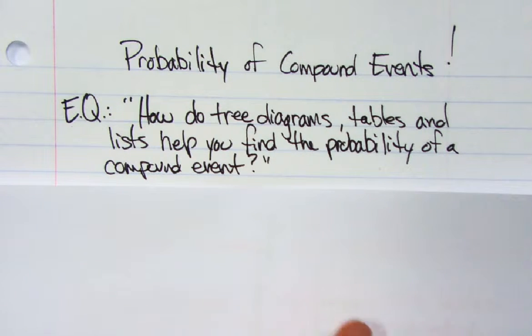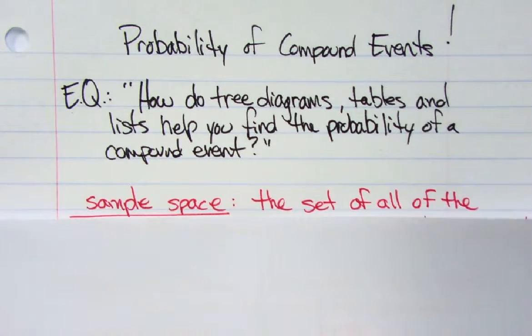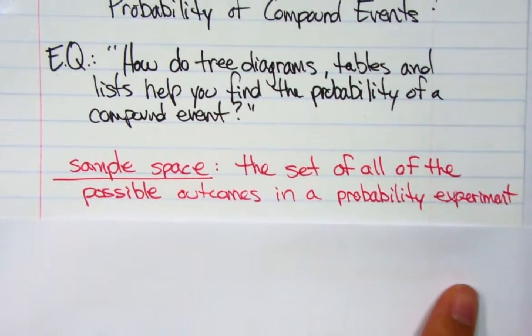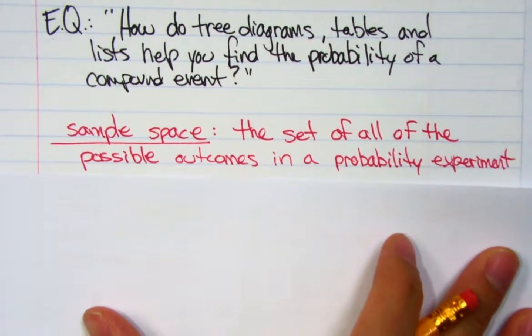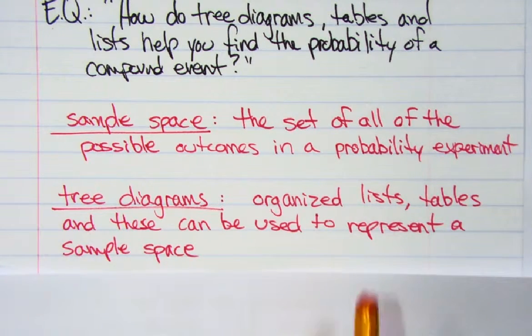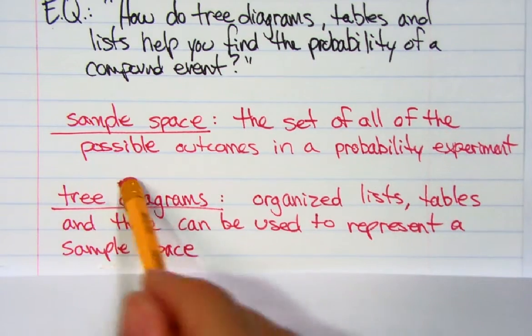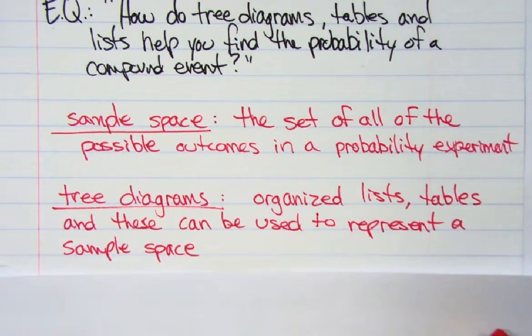All right, so a compound event. Like compound sentences and all that, we're going to be talking about compound events. Sample space, first word: a set of all possible outcomes in a probability experiment. So all the possible outcomes. The next words are tree diagrams, organized lists, and tables. These can be used to represent sample spaces, and you'll see what they look like in just a moment.